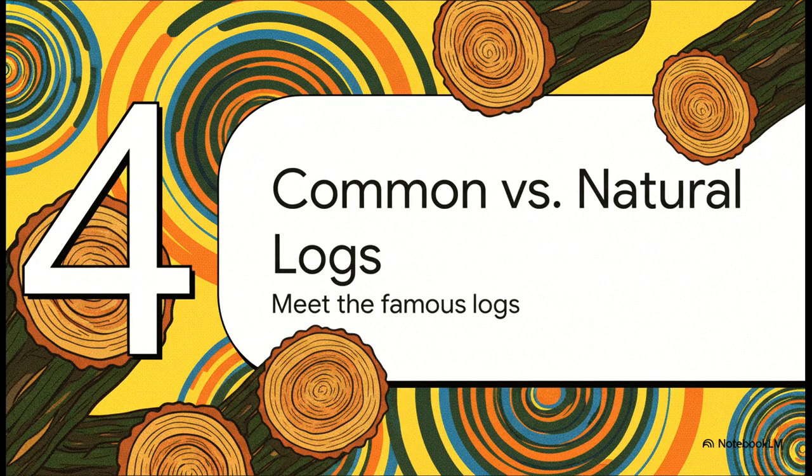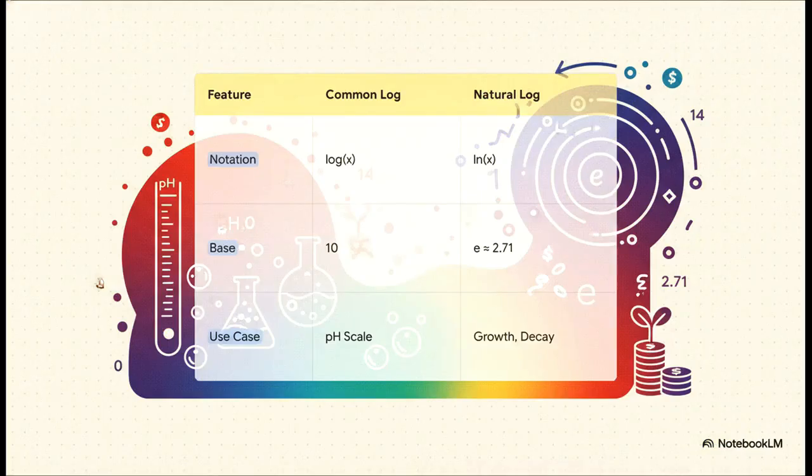Okay, so you're not always going to see the little base number written out. And depending on what subject you're in, chemistry, physics, finance, you're going to run into two very famous types of logarithms, and you need to know what they are. On the left, we have the common log. If you see log just by itself, it's your cue to assume it's base 10. It pops up in things like the pH scale or decibels for sound.